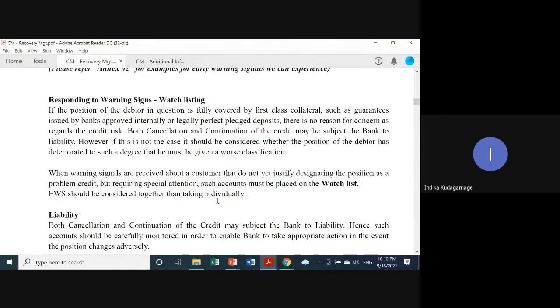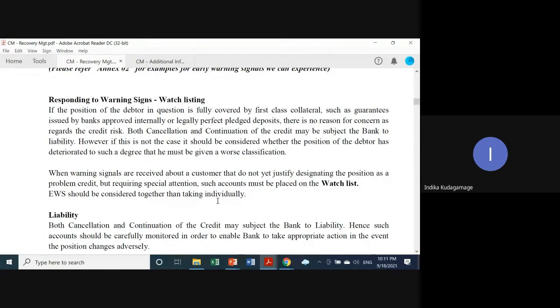It is not necessarily the arrears, right? It can be arrears or it can be any other trigger under the watch list. If you think there is a risk of non-payment, you have to put them on the watch list and regularly monitor, right? Why the watch list?